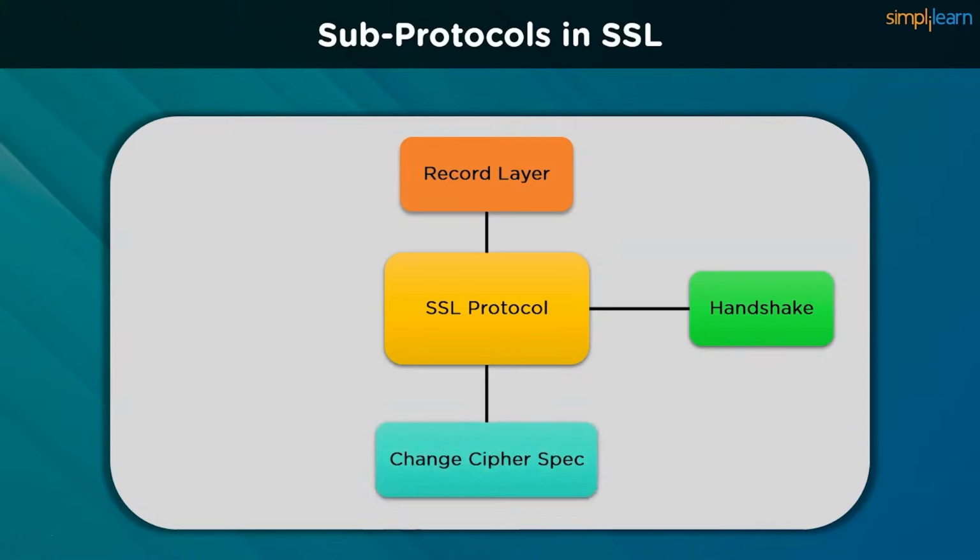For the change cipherspec protocol, we use a part of the SSL record protocol. Unless the handshake is completed, the SSL record output will be in a pending state. After the handshake, the pending state is converted into a current state. The change cipher protocol consists of a single message which is 1 byte in length and can hold only one value.